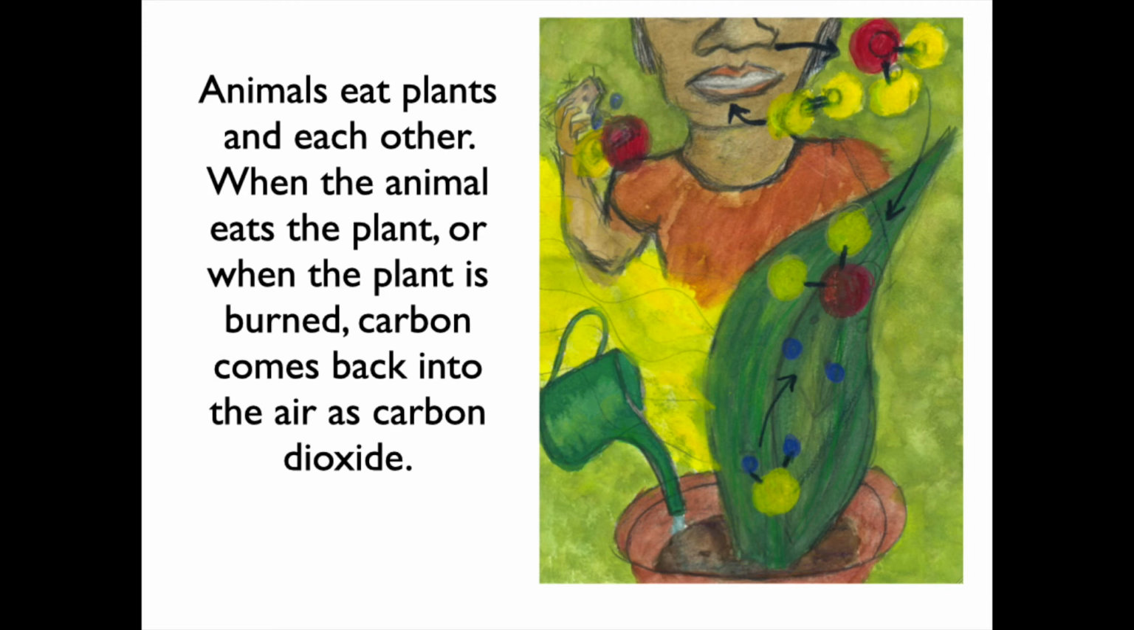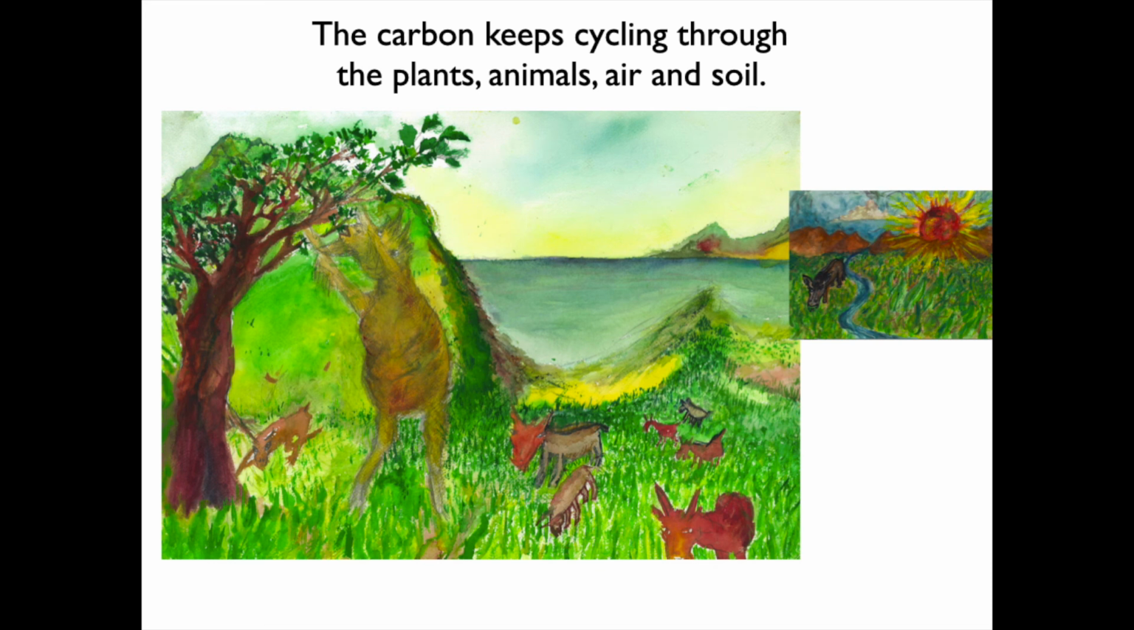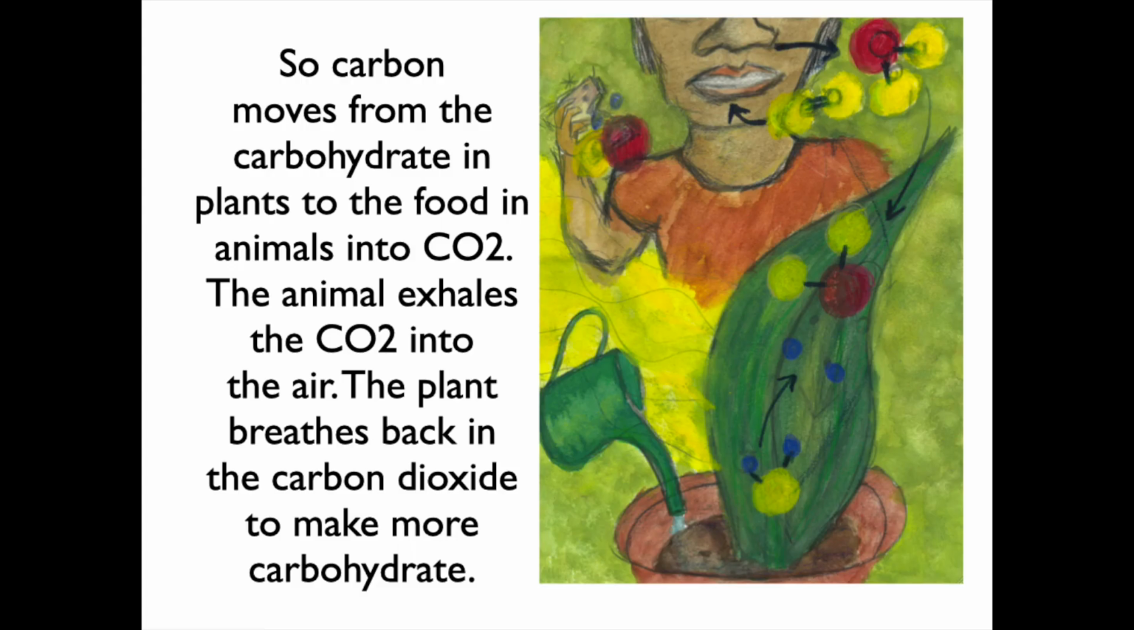Animals eat plants and each other. When the animal eats the plant, or when the plant is burned, carbon comes back into the air as carbon dioxide. The carbon keeps cycling through the plants, animals, air, and soil.